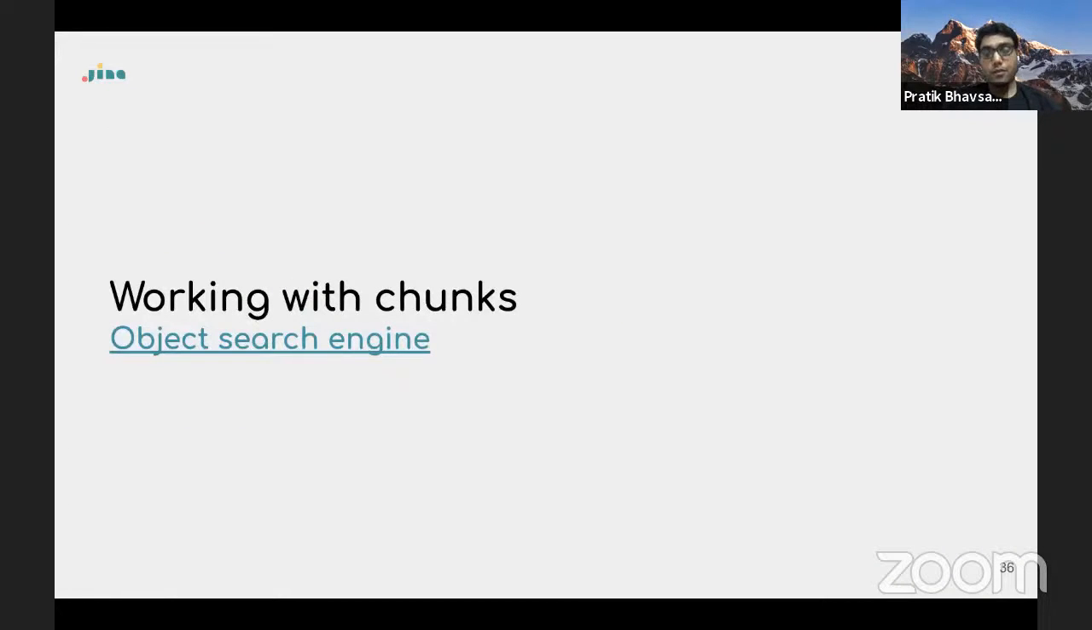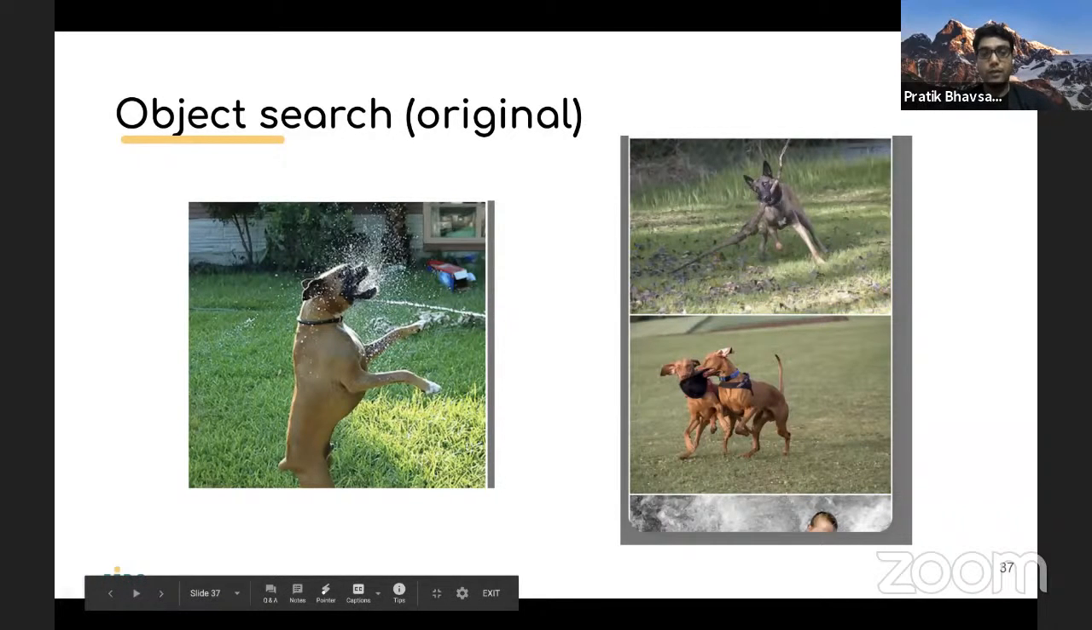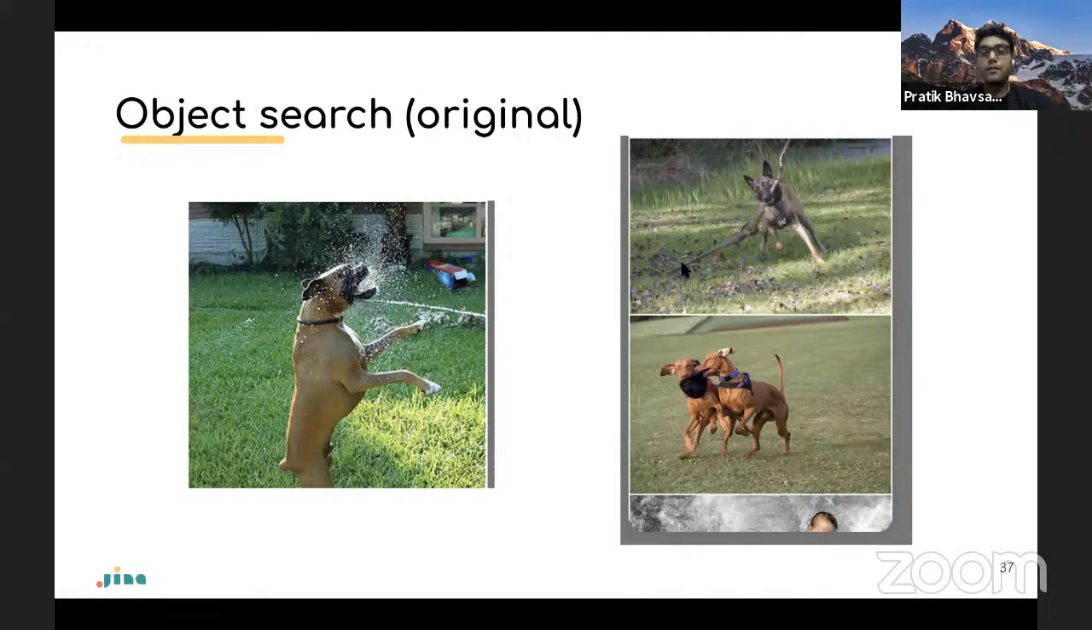Now, what if this was about a text-based thing? What if you want to do something similar but for images? So suppose you have this use case where you will be giving an object at the input and you want to retrieve images from the index which has that object. So that object can be anywhere in the image. It's a part of the image, and we want to find such images and retrieve the whole image, not just the part of the image.